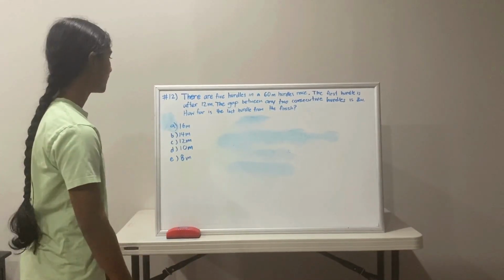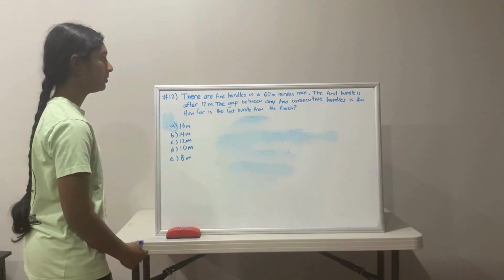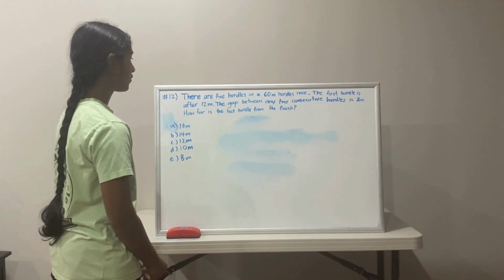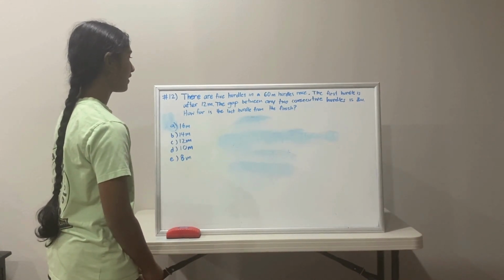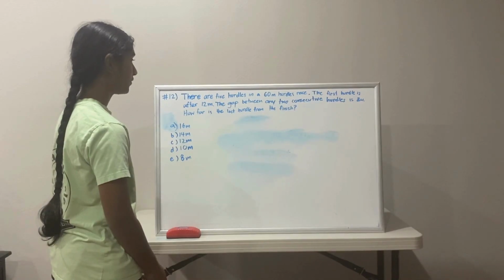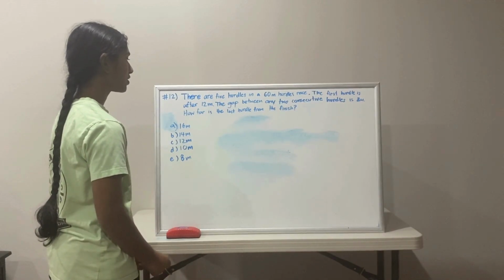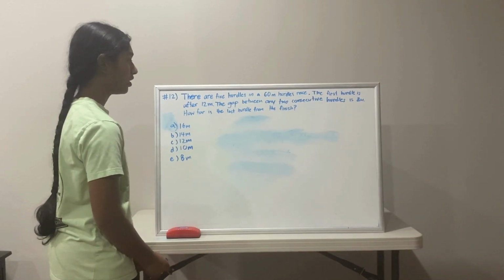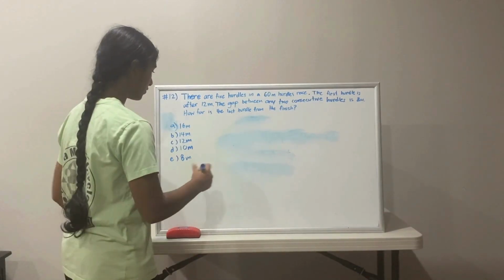Number 12. There are 5 hurdles in a 60-meter hurdle race. The first hurdle is after 12 meters. The gap between any 2 consecutive hurdles is 8 meters. How far is the last hurdle from the finish? So we can solve this by drawing a little model.